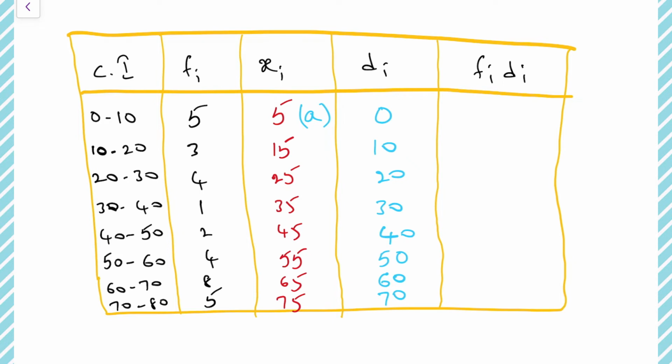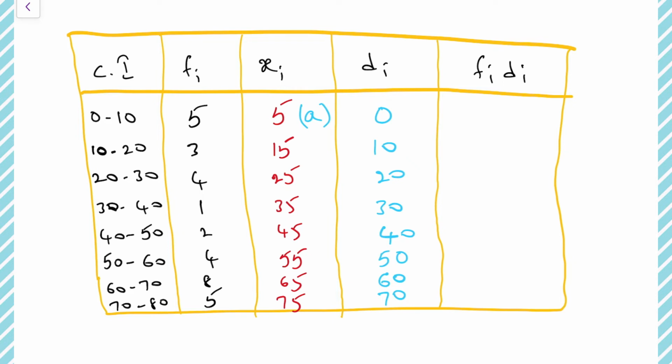To avoid those negative numbers, I will take the a value as the first number itself, so that in the di value there won't be any negative numbers at all. If no negatives, calculation is easy. Calculation is easy means we are in the safe zone.